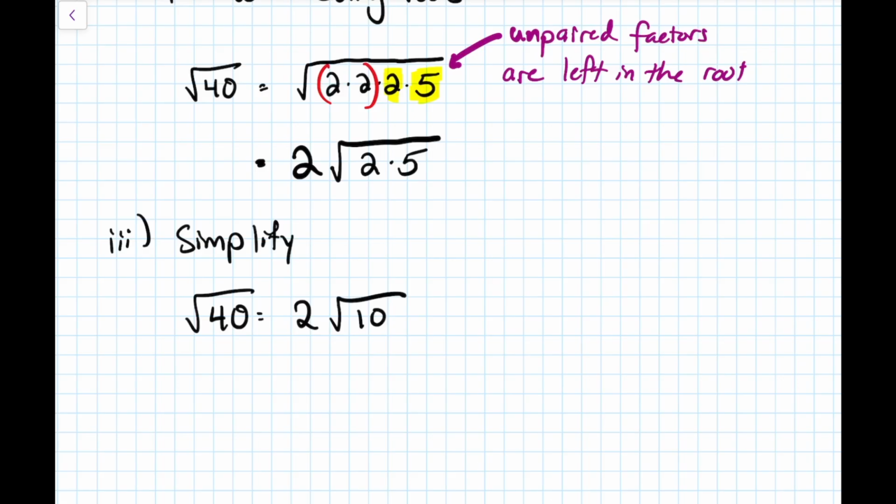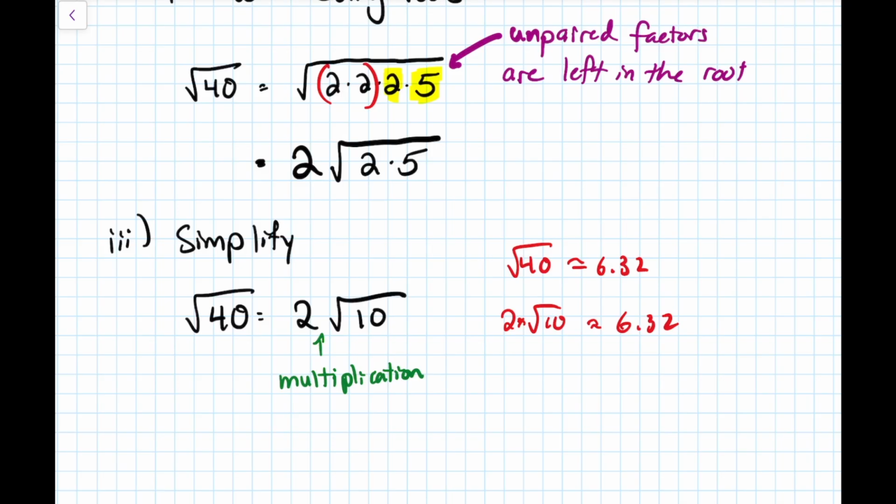A key thing to remember here is that when you have a number next to anything, a coefficient, that just means multiplication. So 2 root 10 is 2 times the square root of 10. And you can test this for yourself. The square root of 40, if you run it through a calculator, is about 6.32. And 2 times the square root of 10 is also about 6.32. They are the same.